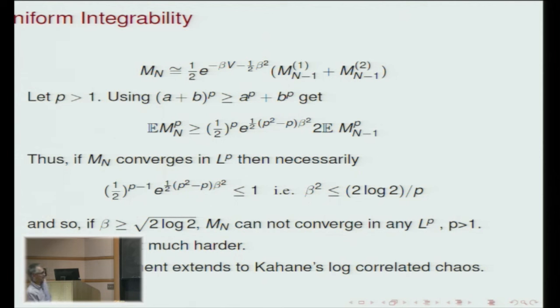So if you translate what I wrote here, beta has to be less than something depending on p. So you see that if beta is bigger than the square root of 2 log 2, this cannot converge in any LP with p bigger than 1, just from this superadditivity. The converse is two transparencies, so I won't go into that, but it's very similar. And actually, the Gaussian free field goes more or less the same way again, because of these covariances, which you can approximate by this hierarchical thing. And the critical point will also be explicit. It's just the one given by this simple superadditivity argument.